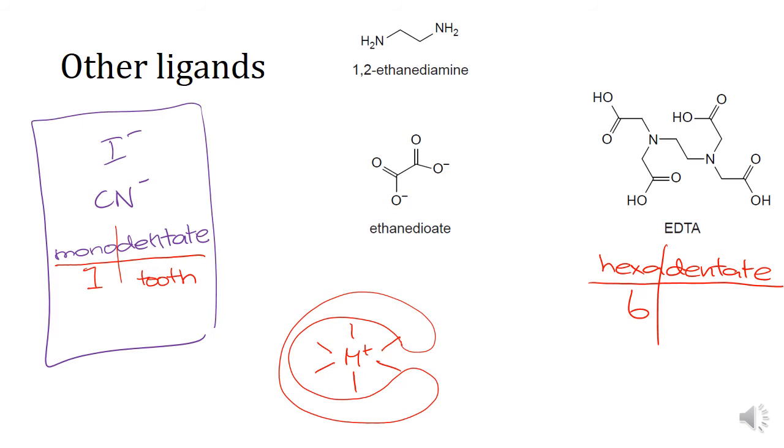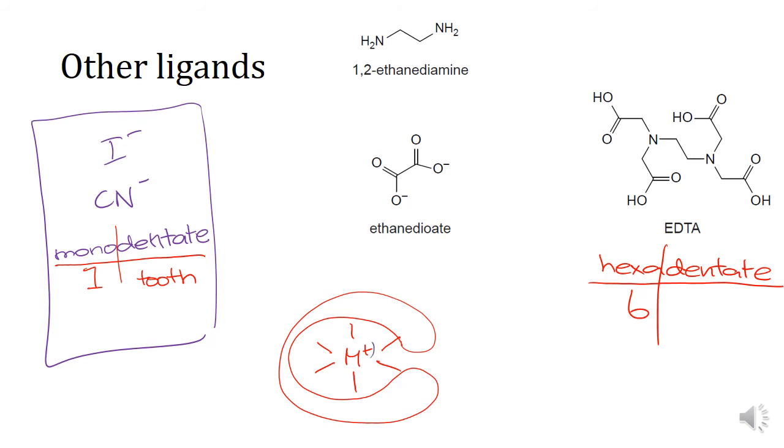EDTA is actually a pretty useful, I was going to say metal detector, but a pretty useful indicator for metal ions. Something like ethanediamine, if in doubt, go back to intermolecular forces.